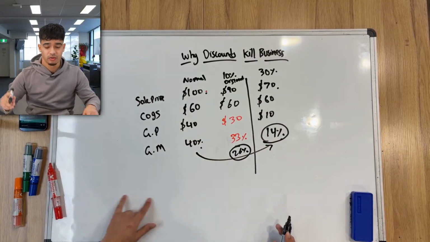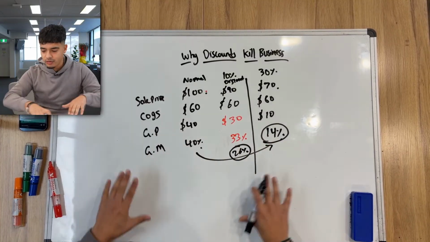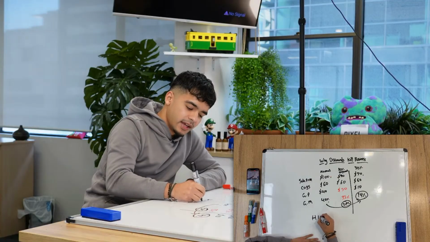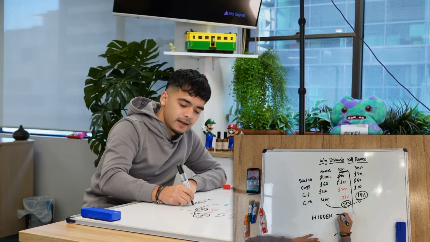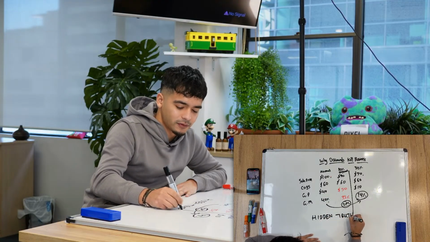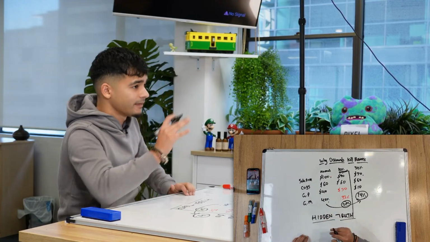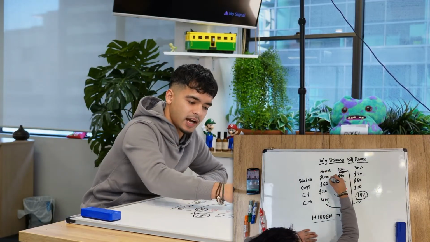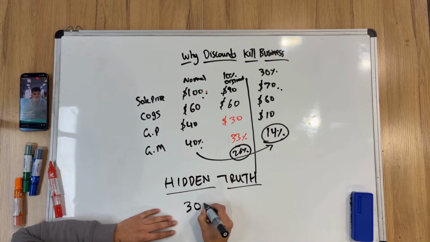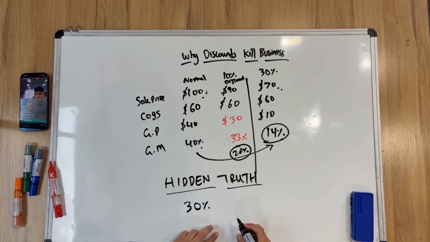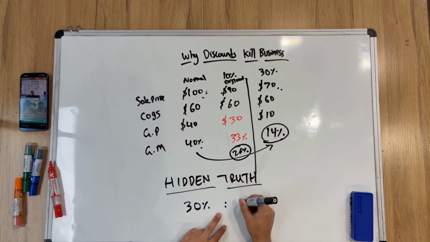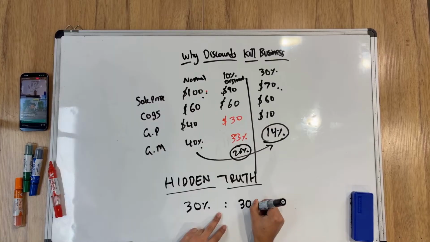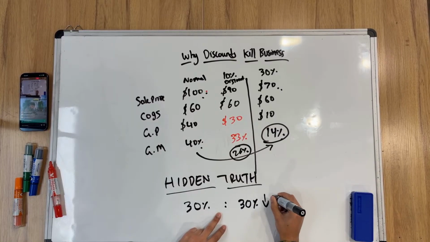So the hidden truth. This looks all fancy and stuff, but I'm going to give you one more breakthrough, one more thing you've never expected. So let's call this the hidden truth. Sounds suspenseful, right? But it is. So you discounted by, let's say, 30%, $100 to $70, the discount was 30%, right? That does not mean that you had a 30% drop in profit.